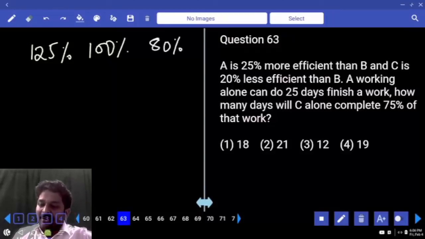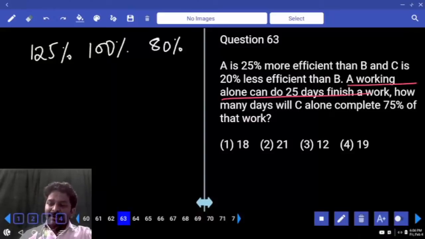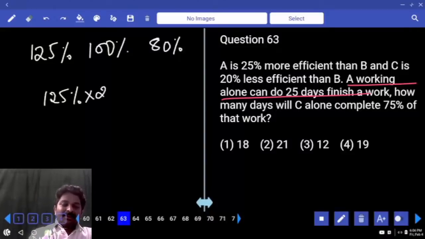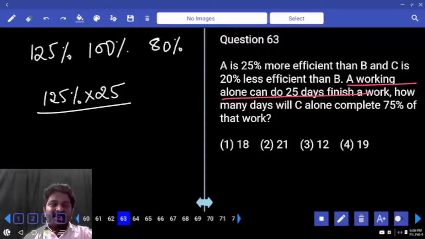A working alone can do the work in 25 days. A can finish the complete work in 25 days. That must be the statement. A's efficiency is 125%. Like that, he needs to work for 25 days. Then only he can complete the work. That's what the information says. So 125% into 25 gives you total work.